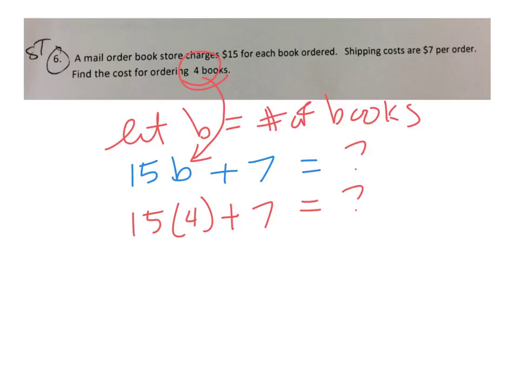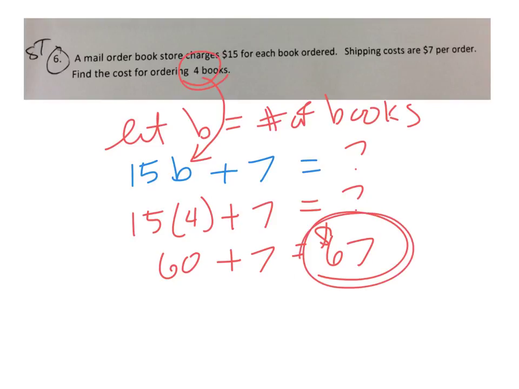So 15 times 4 is 60, plus the $7 is $67. And don't forget to label that. It is money. And remember, the dollar sign goes in front, not behind, because this is America.